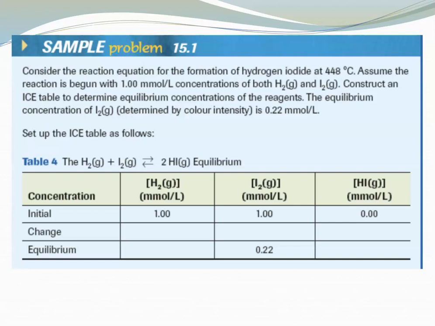Notice how the chemical amounts used in ICE tables are concentrations. Although it is not stated, we can assume that the initial concentration of hydrogen iodide is 0 millimoles per liter, because the initial container only had hydrogen and iodine gas.